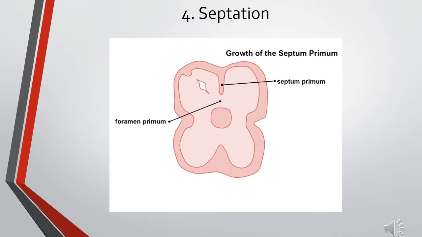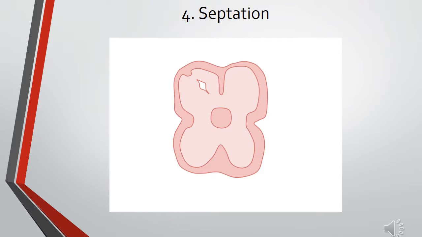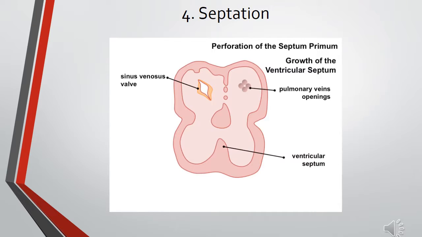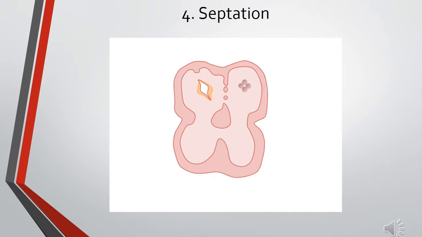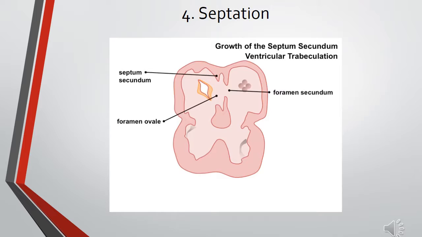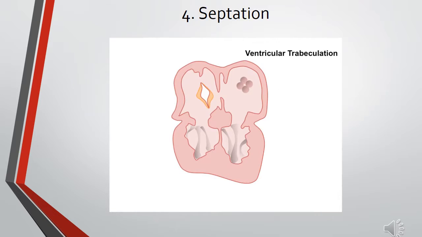This fusion divides the common AV canal into right and left canals, hence partially separating the primitive atrium and ventricle. Two smaller endocardial cushions also form on the lateral walls of the AV canal, which later help to form the mitral and tricuspid valves. So, septation of the atria.